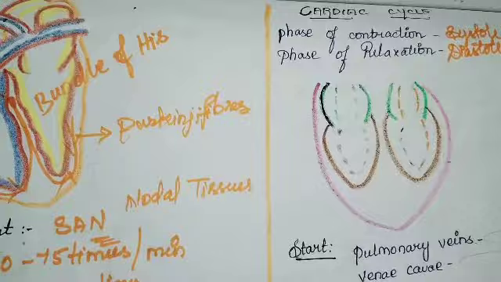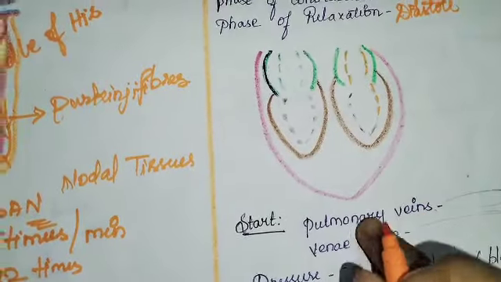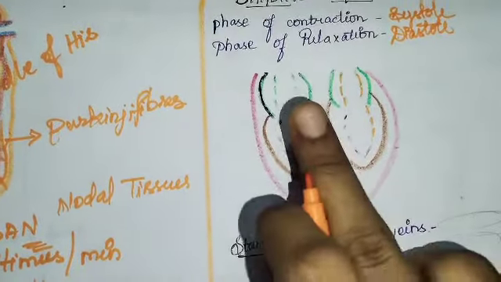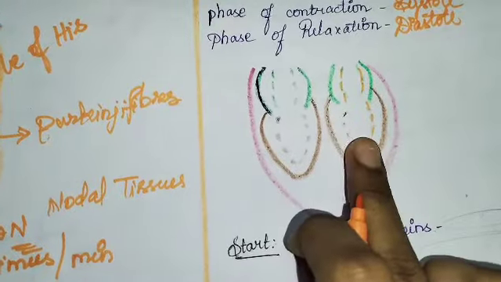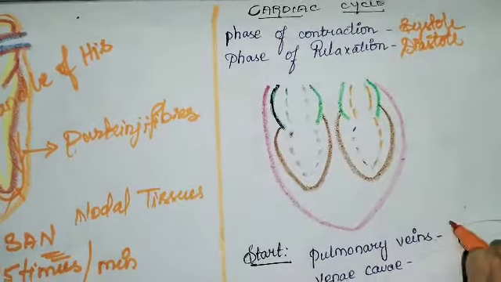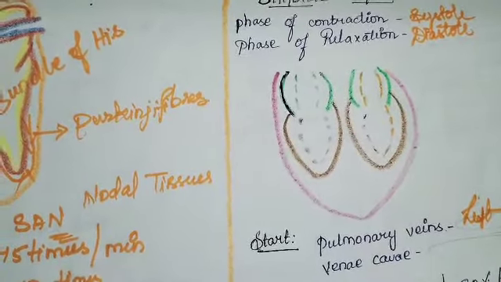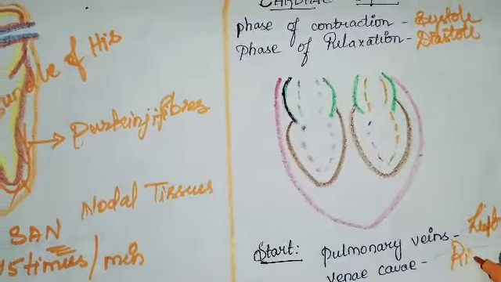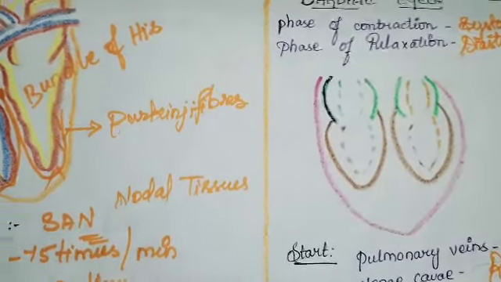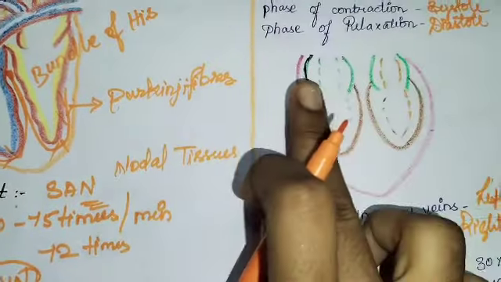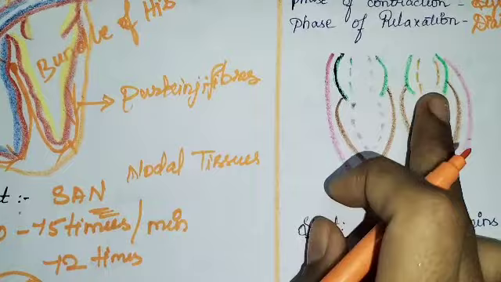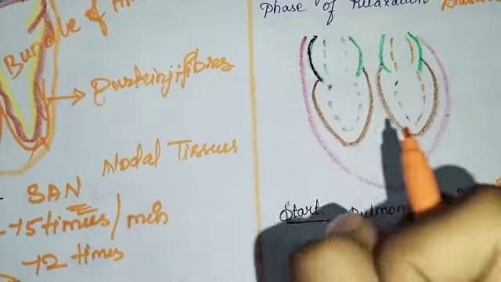Okay, what are pulmonary veins? Pulmonary veins pour the blood to which side of the heart? Left side. So they pour the blood to the left side, and the vena cava pours the blood to the right atrium. Okay, then when they pour the blood, the blood content increases here, so the pressure also increases.